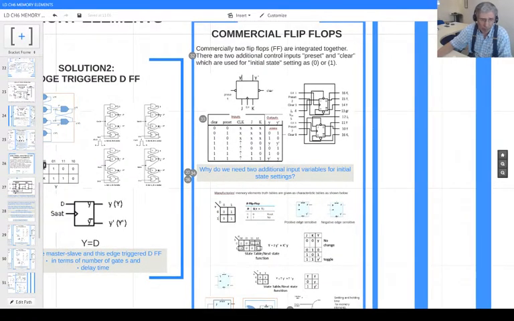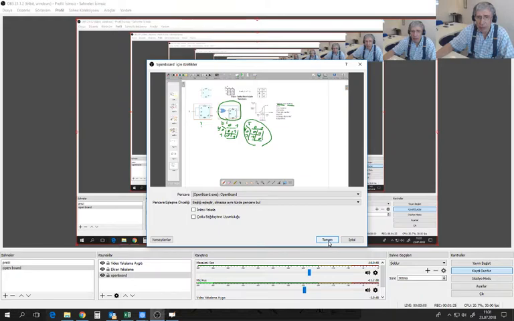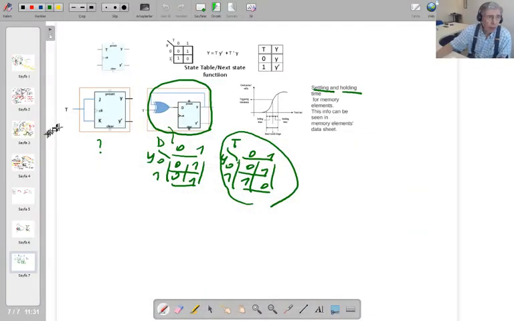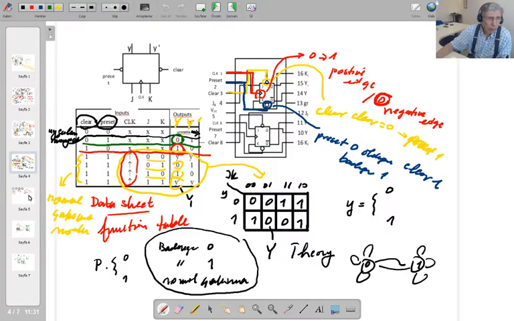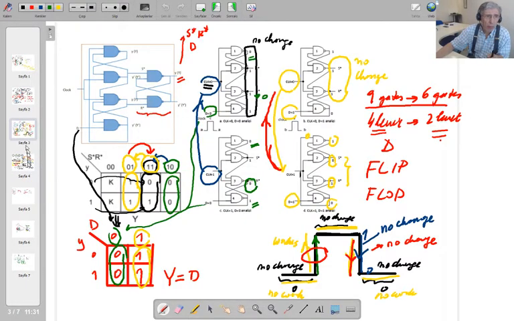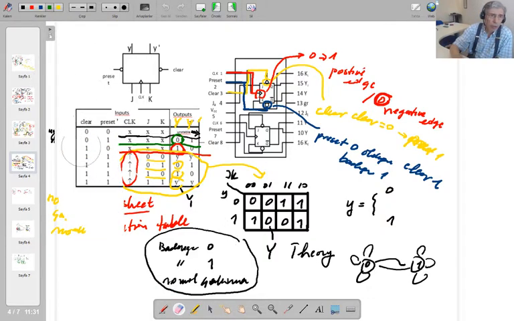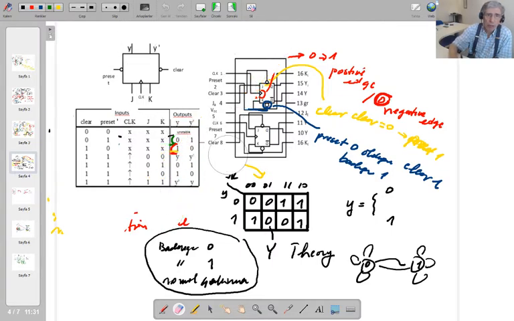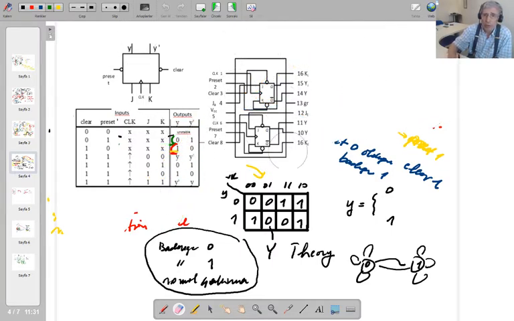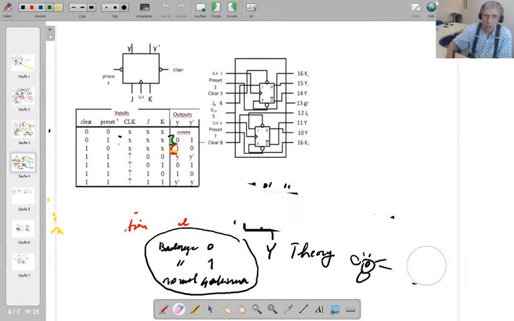Let's move to the open board now. You know, we've got to do a bit of setting here. Okay. Here we are. Let me clear this area. Easily I can do that. So you see here a JK type memory element in practice.